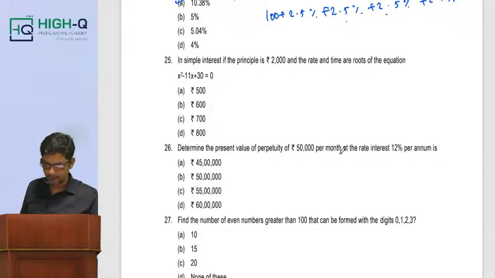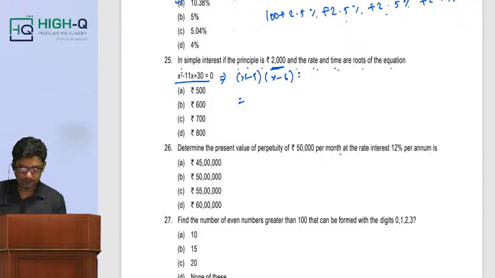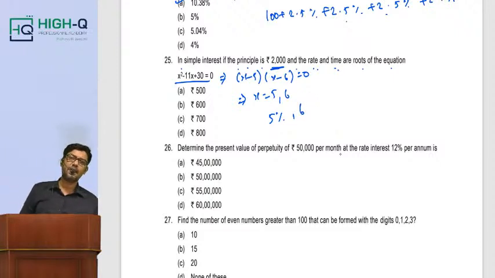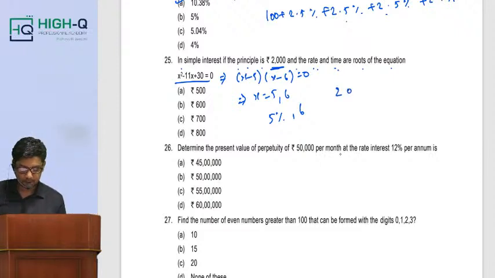Okay, fine. Next one. In simple interest, if the principal is 2000 rupees and the rate and time are the roots of the equation x square minus 11x plus 30. It's a quadratic equation, you know how to solve it, which is x minus 5 into x minus 6 is equal to 0. So x is nothing but what? 5 comma 6. So rate 5% times 6. Sir, what if I take rate as 6 and time as 5? Nothing is going to happen. Answer is going to be same. So simply what? 2000 simple interest 5% into 6.